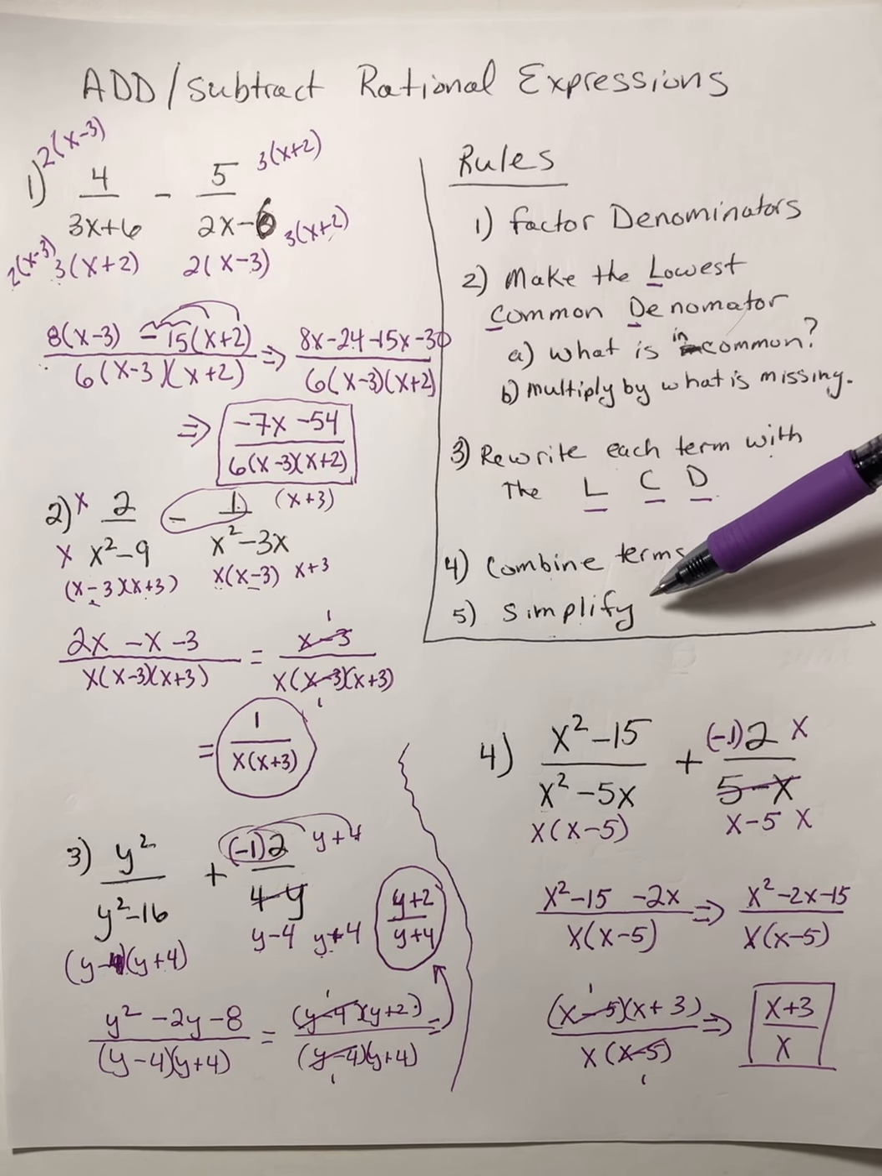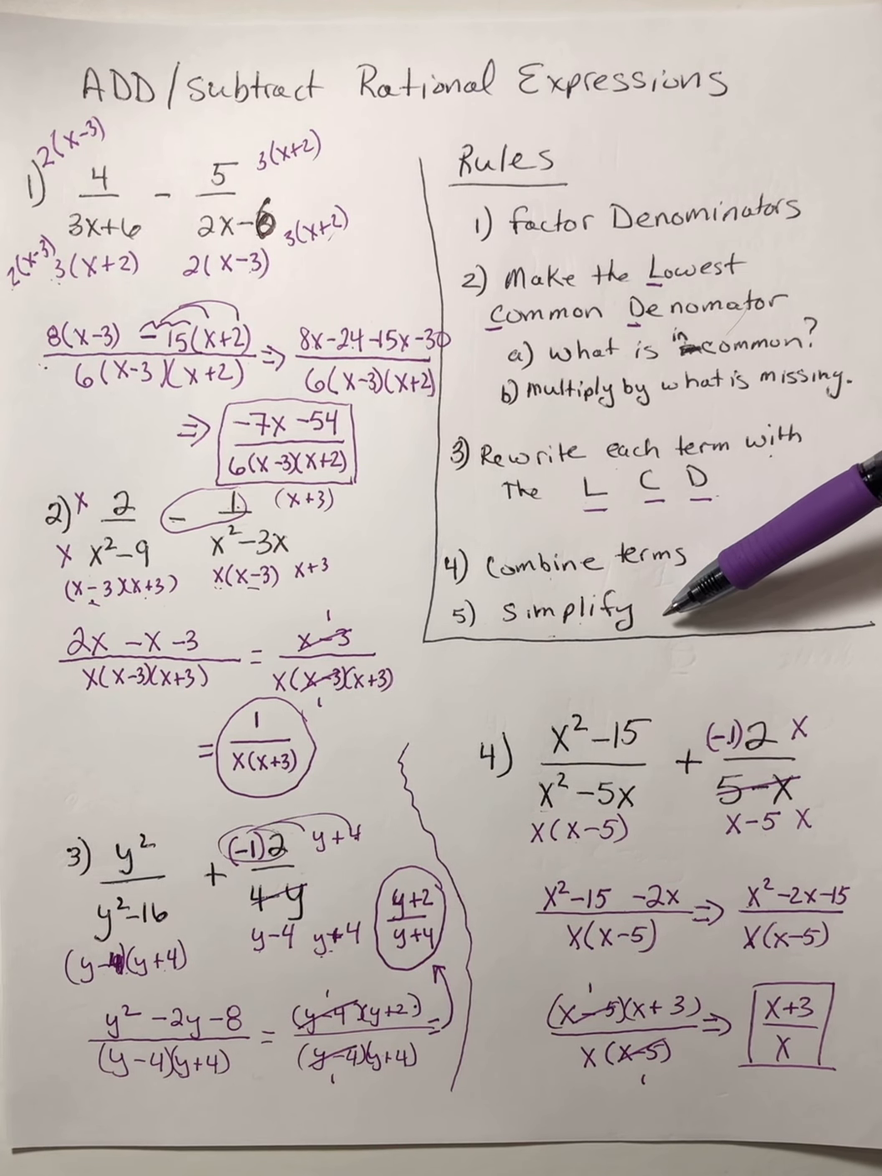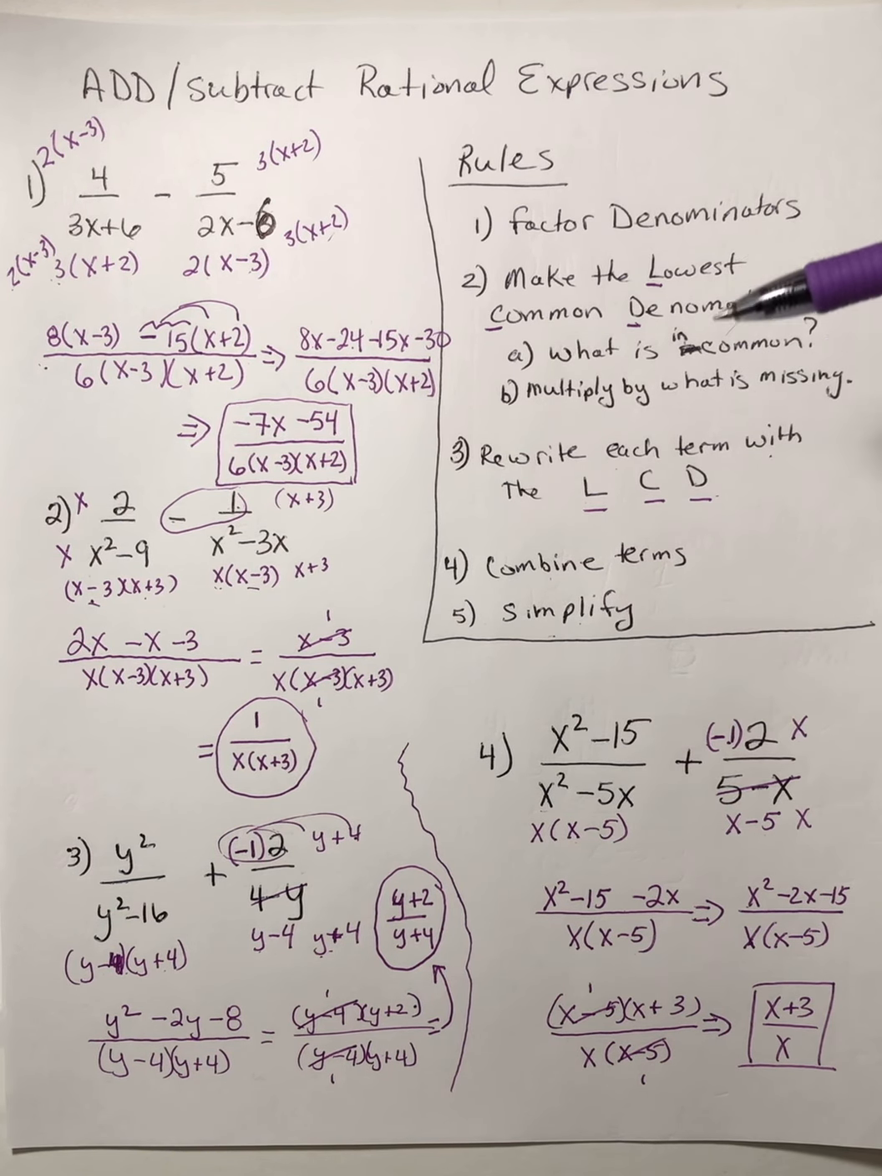And then we simplify the expressions. So that may involve factoring and canceling, okay? Just like we've been doing in the past with multiplication and division. So, okay. Well, that's it, folks. That's it in a nutshell. All right.